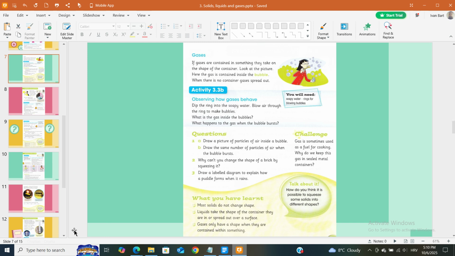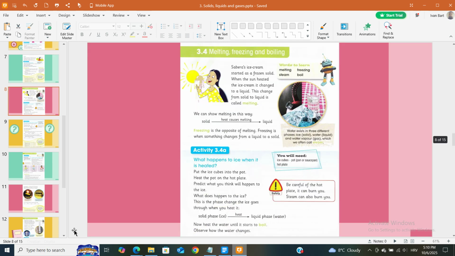3.4 Melting, freezing and boiling. Sabera's ice cream started as a frozen solid. When the sun heated the ice cream, it changed to a liquid. This change from solid to liquid is called melting. We can show melting in this way. Solid. Heat causes melting. Liquid.